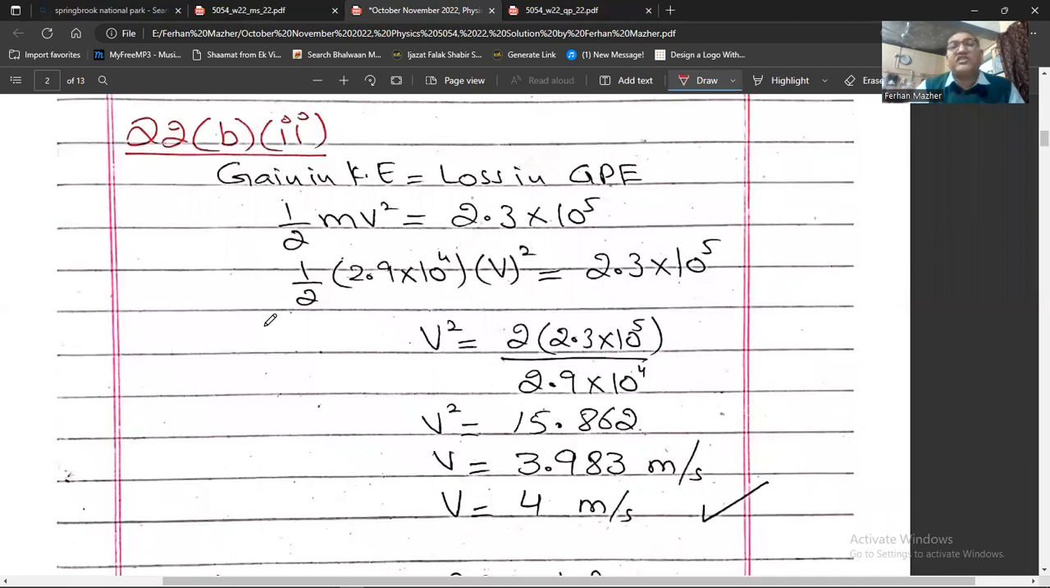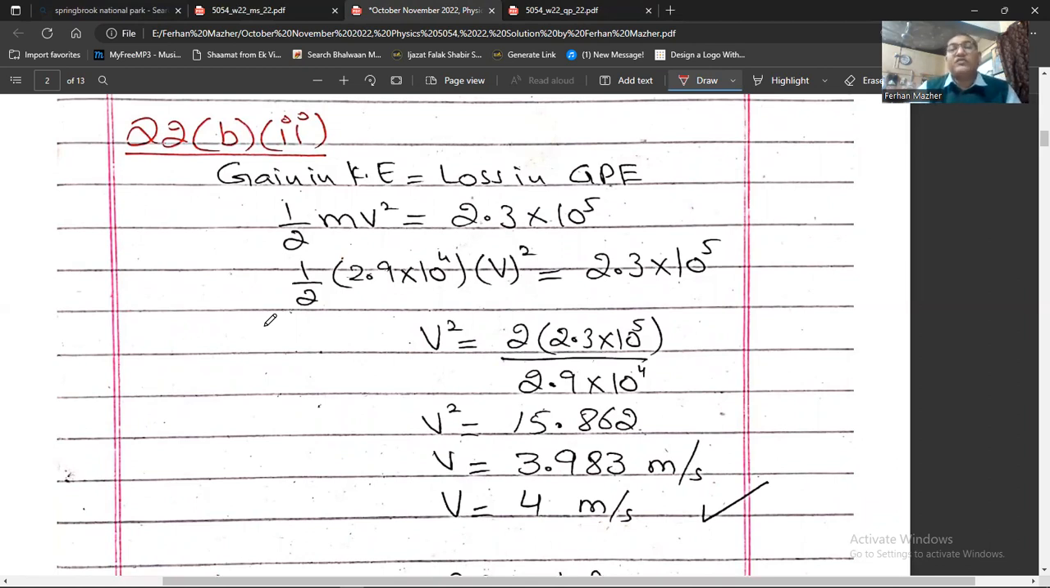So the gain in the kinetic energy, the formula is 1/2 mv² equals the loss in the gravitational potential energy, which is 2.3 × 10^5. So 1/2 × 2.9 × 10^4 × v² is equal to 2.3 × 10^5. Take the 2 to the other side, take 2.9 × 10^4 to the other side. So you will have v² equals 2 × 2.3 × 10^5 divided by 2.9 × 10^4. This is what you will enter in your calculator.